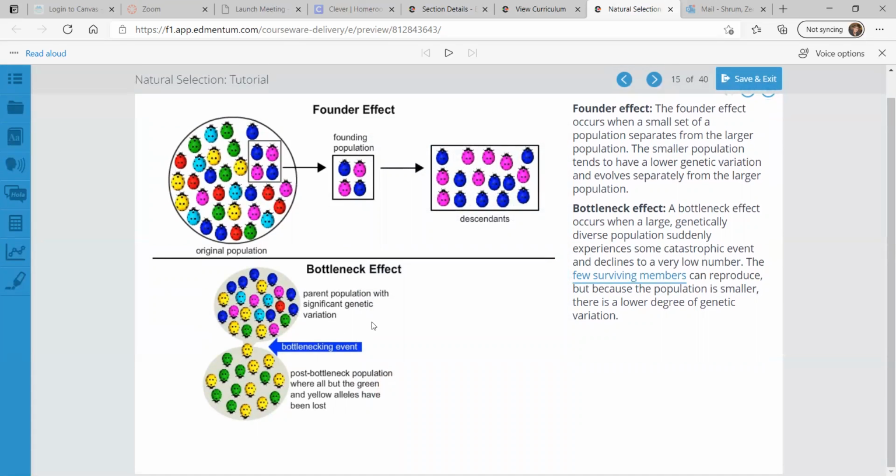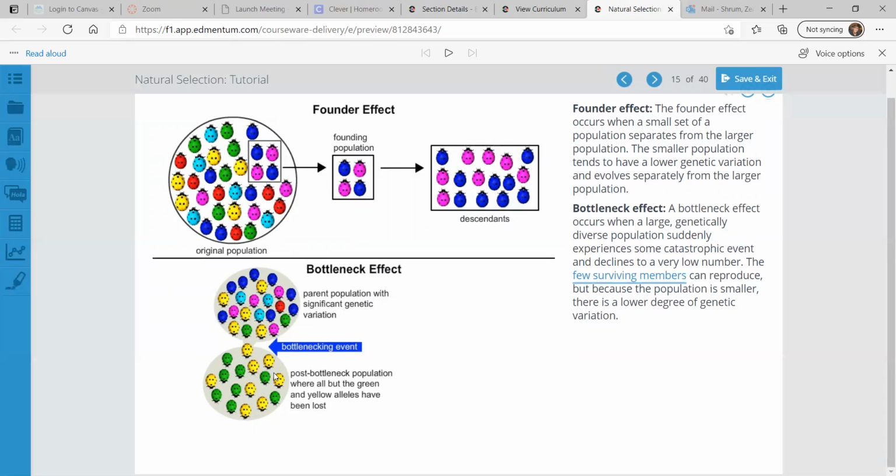So here's the parent population with significant genetic variation. Bottlenecking event that could be hunting. So humans have a tendency to make species go extinct or endanger lots of species for various reasons. So that will lower the numbers so much that when those members don't go extinct, but they have to build back their population, their degree of genetic variation is just not the same. Look how less diverse they are.